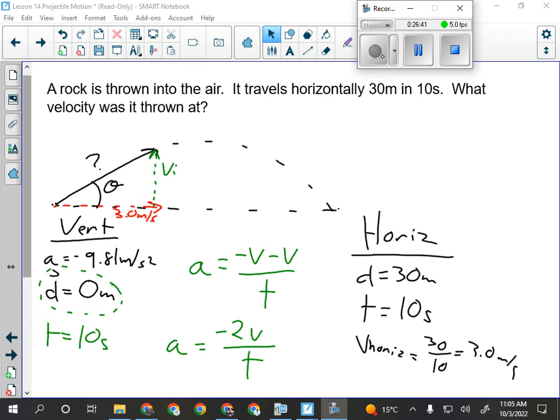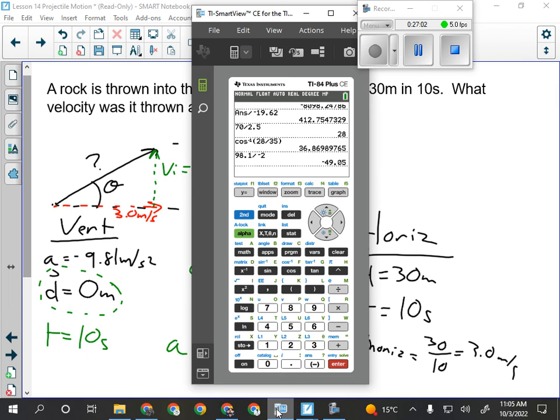So when I do this now, this is going to be strange because my diagram is totally not right, because this side is 49.05 and this side is 3. So this thing was fired almost vertically into the air. That's fine, that's just the way the question sets up. So now I can calculate the hypotenuse. I'm going to take my 49.05 squared plus 3 squared, and square root that.